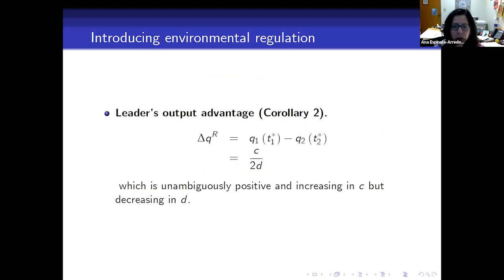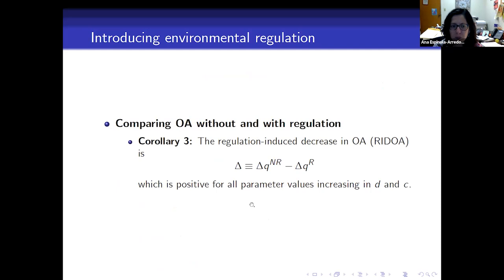So now, in terms of the leader's output advantage with regulation, remember that I presented before the leader's output advantage without regulation. Now we want to see how this output advantage is affected by regulation, and we can see that it is unambiguously positive, increases in C and decreases in D. So what I will do next, in order to examine the impacts of regulation on the leader's output advantage, is to calculate the change between these two. This is something that we will call the regulation-induced decrease in the leader's output advantage. And we find that this is positive for all parameter values, indicating that when we have regulation in place, the leader's output advantage is affected.